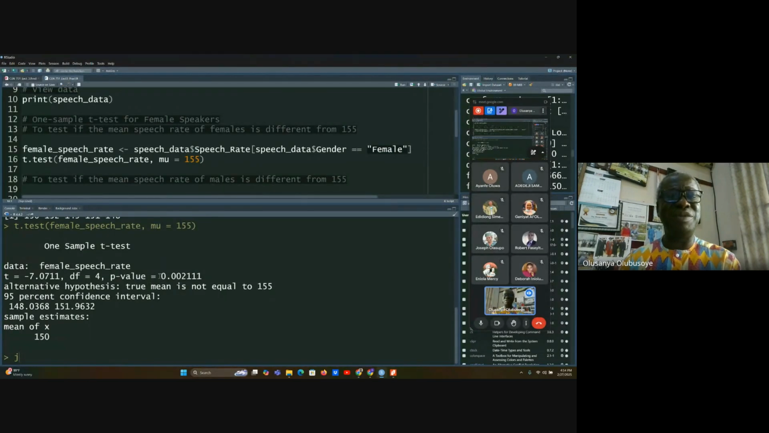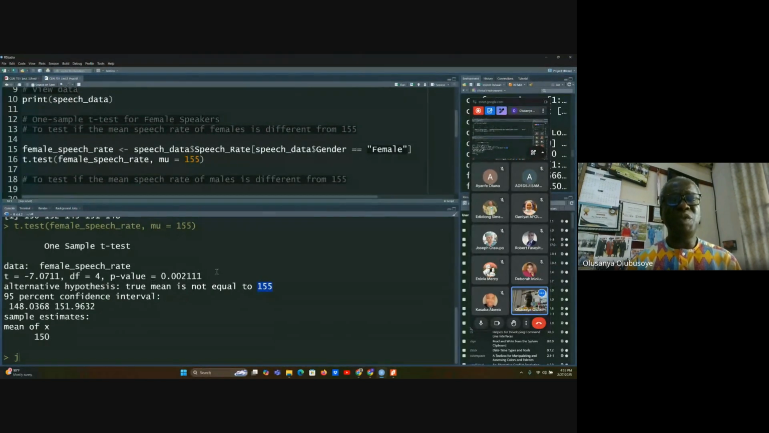But now the evidence is overwhelming. The evidence against the null hypothesis is overwhelming. So we reject the null hypothesis. And then we conclude that the true mean is not equal to 155. That is, the true mean speech rate for female is not equal to 155.